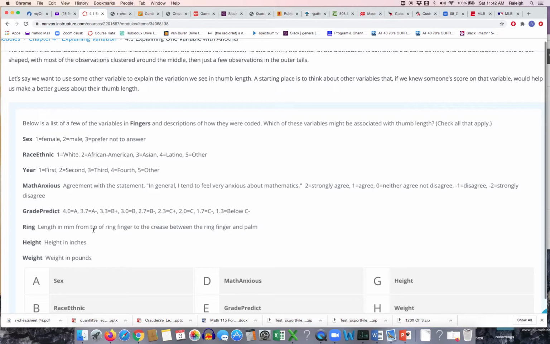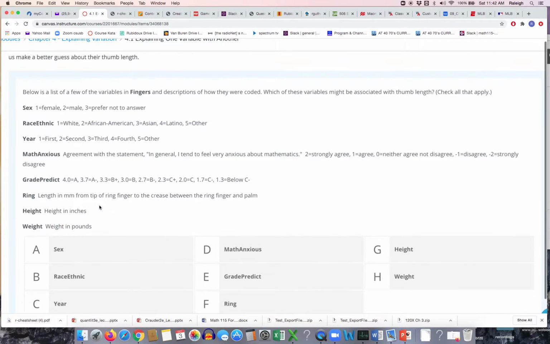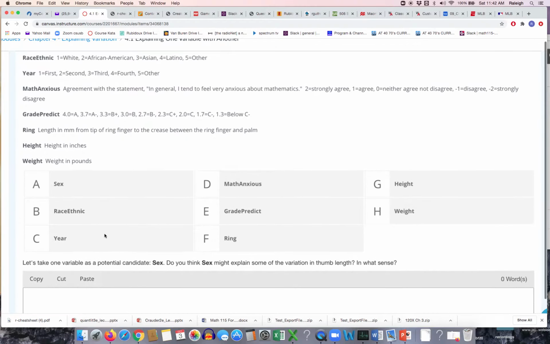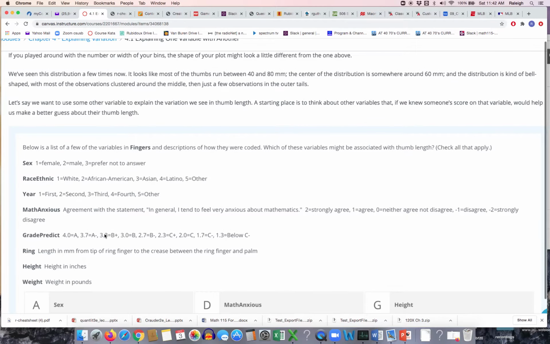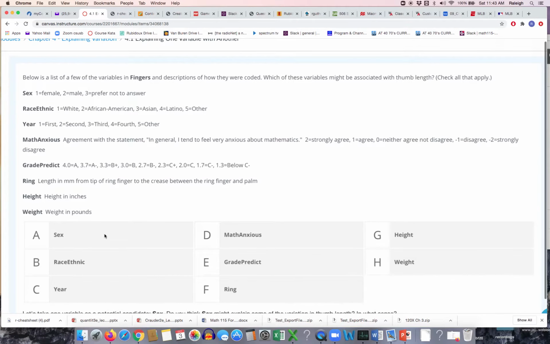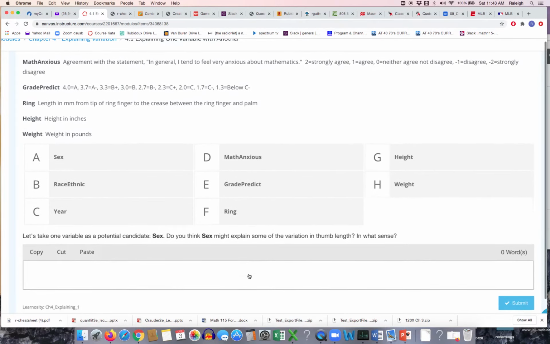Ring, of course, is length in millimeters from the tip of the ring finger to the crease between the ring finger and the palm. That seems like it might be tied into the thumb pretty well, and height and weight could be done. So here, we'd like to choose the variables that might be best. The year in school would make little difference because people are pretty much grown up, assuming these are college students. Not too much growing left to be done, maybe a little bit. Anxiety of math has nothing to do with your fingers, and the grade you get has nothing to do with your fingers. However, the others just may have something to do with that.